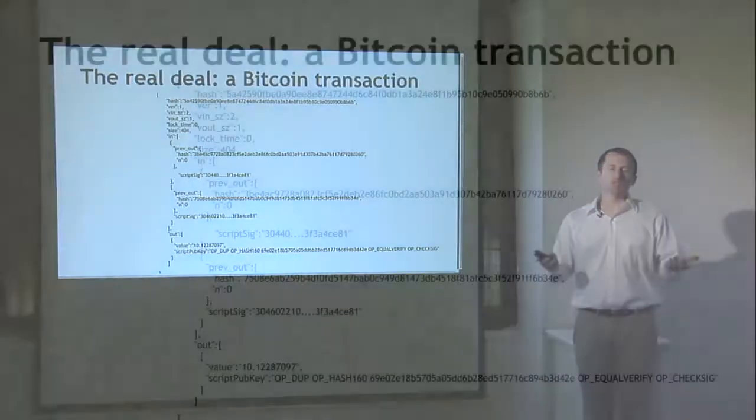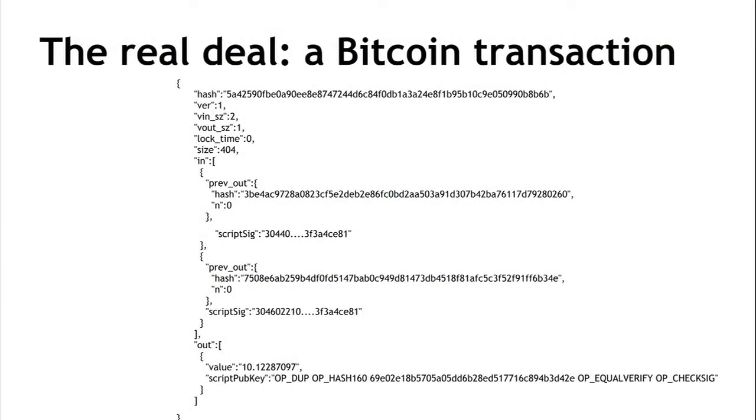So conceptually, that's really all there is to a Bitcoin transaction. And let's look at what it looks like at the low level. Again, one of the goals of this lecture is to show you the real data structure, the real deal of what Bitcoin looks like.